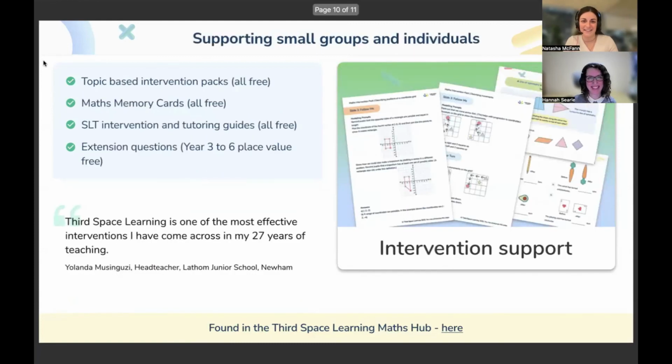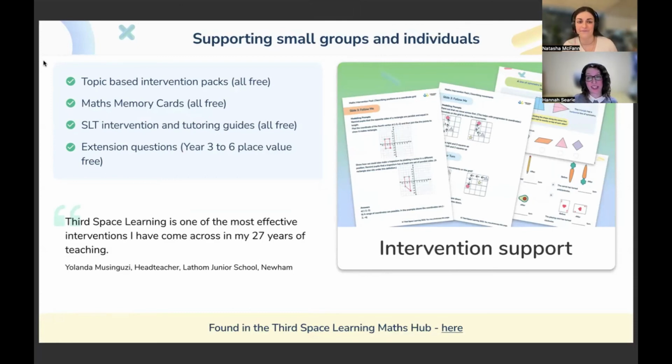Thanks. Okay, moving on to support that we can help with outside of the classroom. So we are an intervention company, so we do this really well and have done this for a really long time, providing resources that are different to what you'd be doing in your normal lessons. They're specifically designed for interventions. Can you talk us through what we've got here?